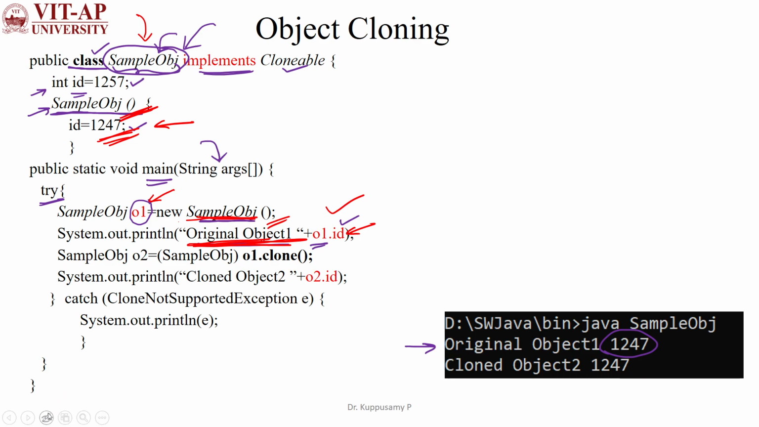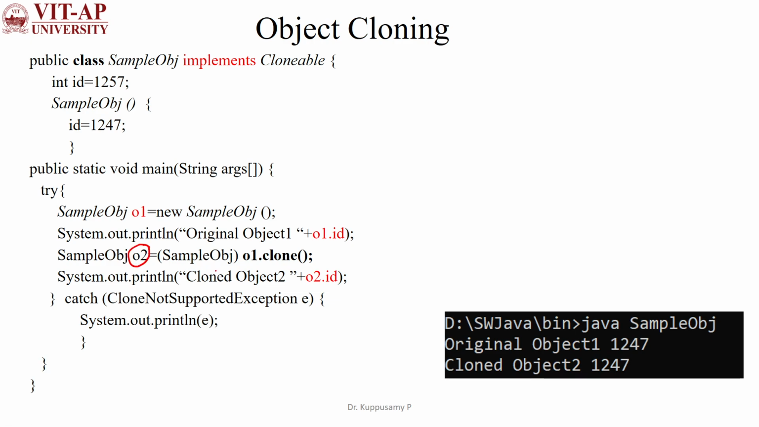Then I am creating a new object here, o2, which is cloning the object o1. Here o1 has the value 1247. Then I am copying the exact copy of o1 to o2. That is the statement given here by using the clone method. Then I am calling the value o2.id. So o2.id just returns the value which is in o1. So the cloned object also has 1247.